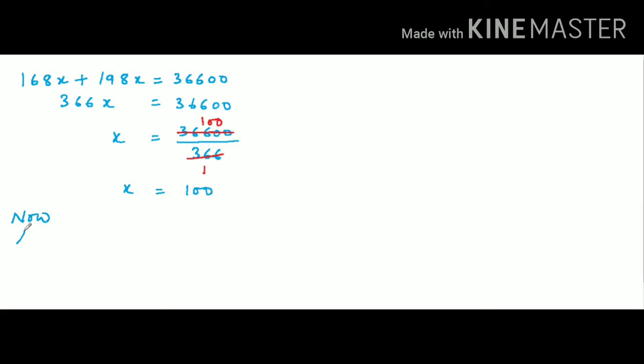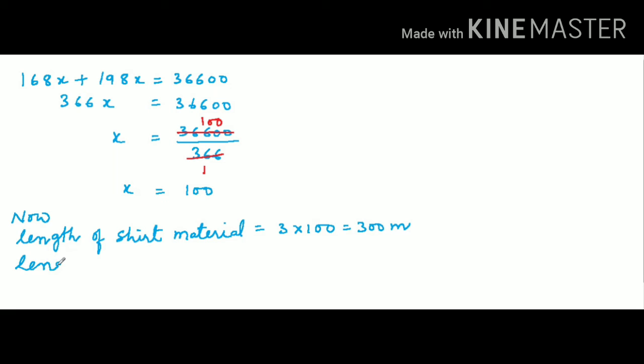Now we can tell the length of shirt material, means total quantity of shirt material is equal to 3x, means 3 into 100, which is 300 meters, and the length of trouser material is equal to 2x, means 2 into 100 equals 200 meters.